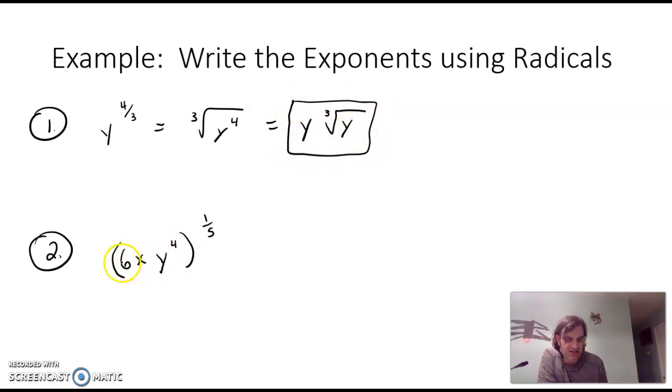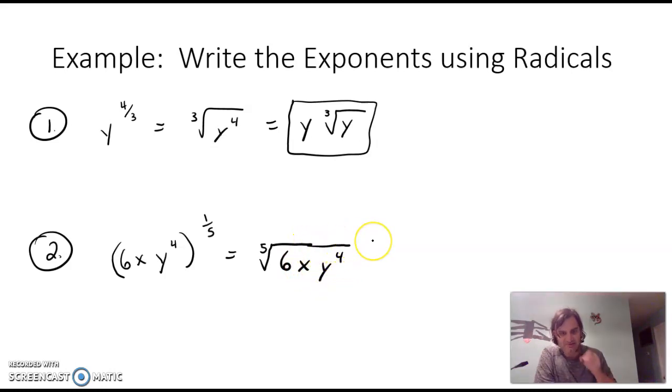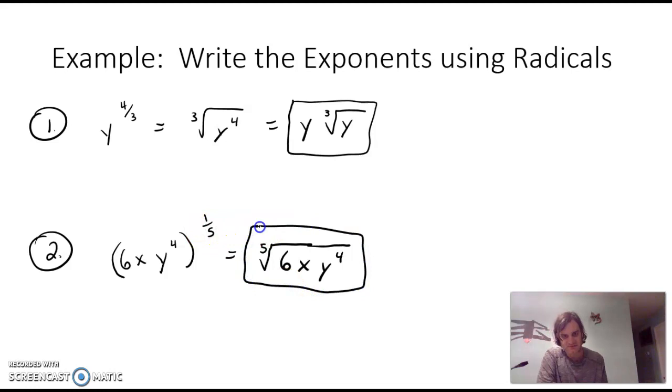Okay. The second one here, I've got the quantity 6x y to the 4th, all raised to the 1/5. Now, I do handle numbers and variables a little bit differently. So 6 to the 1/5 would just be the 5th root of 6. And then I can also put under here x and y to the 4th. Since nothing's going to come out, there's not much more I could do with that. If I could pull something out, I would.